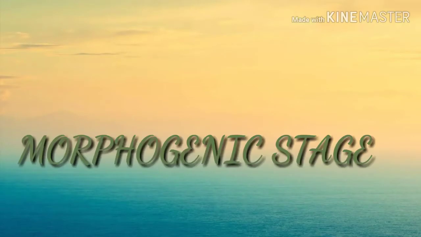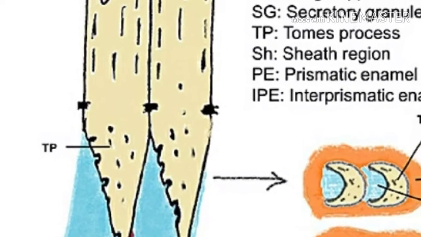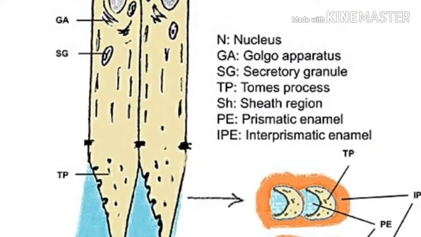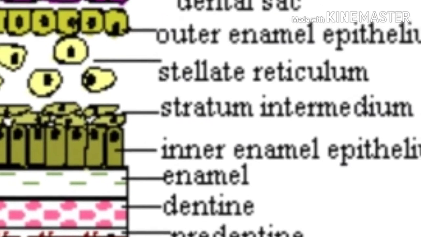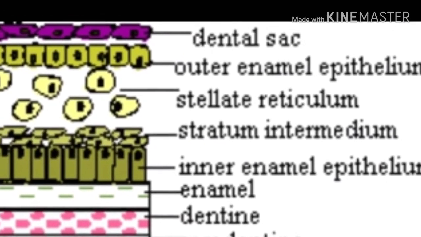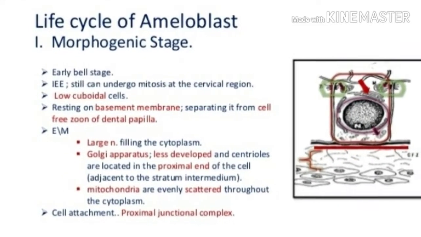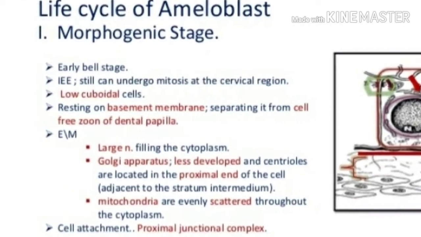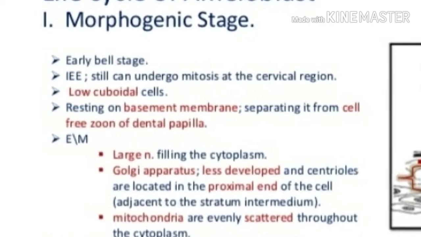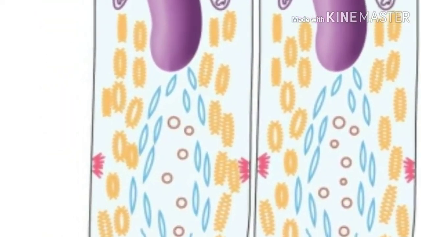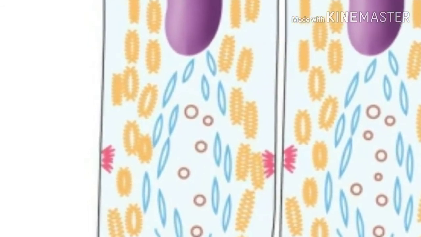Stage number 1, the morphogenic stage. Before the ameloblasts are fully differentiated and produce enamel, they interact with the adjacent mesenchymal cells, determining the shape of the dentino-enamel junction and the crown. During this morphogenic stage, the cells are short and columnar, with a large oval nuclei that almost fill the cell body. The Golgi apparatus and the centrioles are located in the proximal end of the cell, whereas the mitochondria are evenly dispersed throughout the cytoplasm.